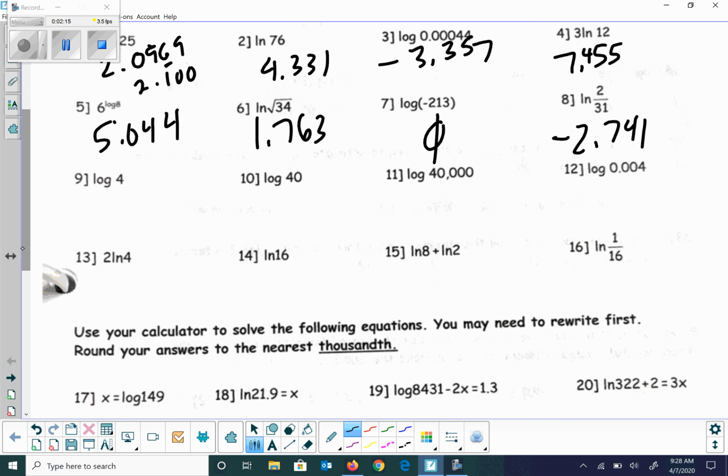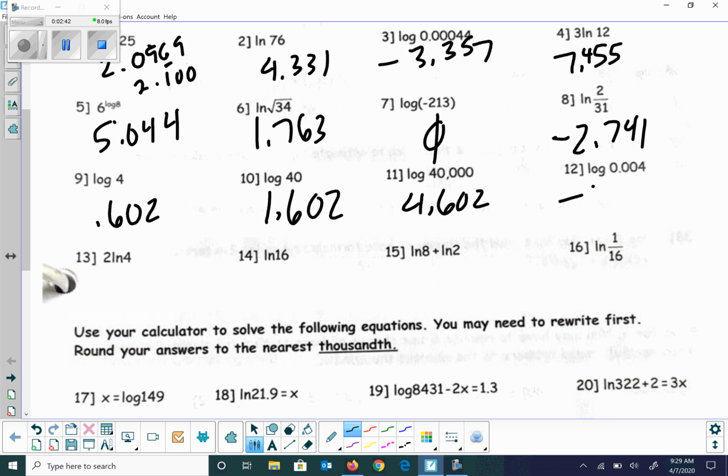Log 4 just comes up to 0.602. Log 40, 1.602. Log 4,000, so you might start seeing a trend on this, for 40,000, 4.602. And then log of 0.004, negative 2.3979, which rounds to negative 2.40, another dirty trick.